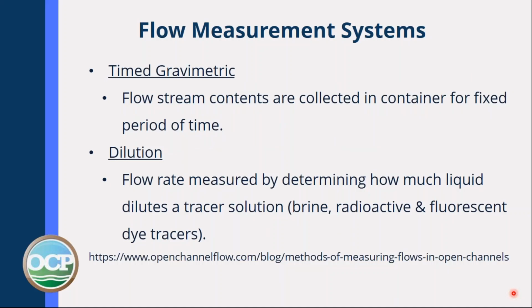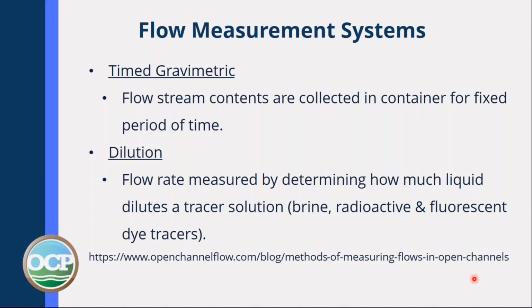The first one we will look at is what we call a timed gravimetric system. That's where we are going to collect the flow in a body of water in a container of fixed volume for a certain amount of time. If we know that we have a 5-gallon bucket and that it takes a minute to fill that bucket, we know the flow is 5 gallons per minute. Of course, you probably need a lot of buckets if you're going to do this.